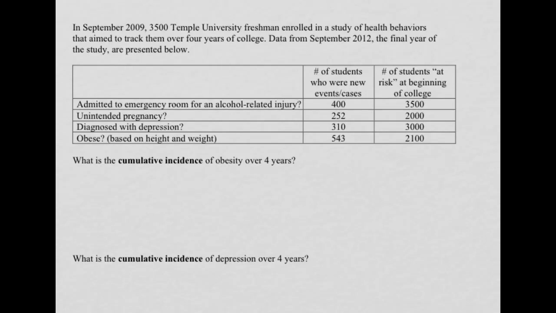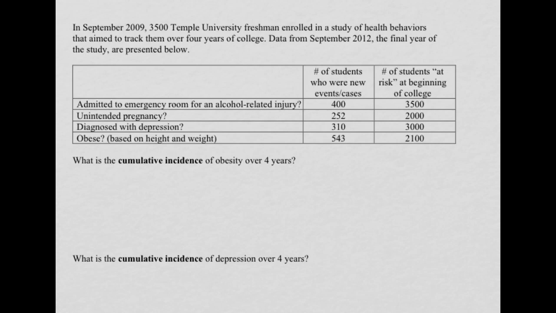Right, so in this video we're going to learn how to calculate cumulative incidence. Let's start once again by reading the question, and this may seem familiar to you. In September 2009, 3,500 Temple University freshmen enrolled in a study of health behaviors that aimed to track them over 4 years of college. Hopefully this is familiar because you watched our prevalence video and you are starting to think, oh, that was the same study.